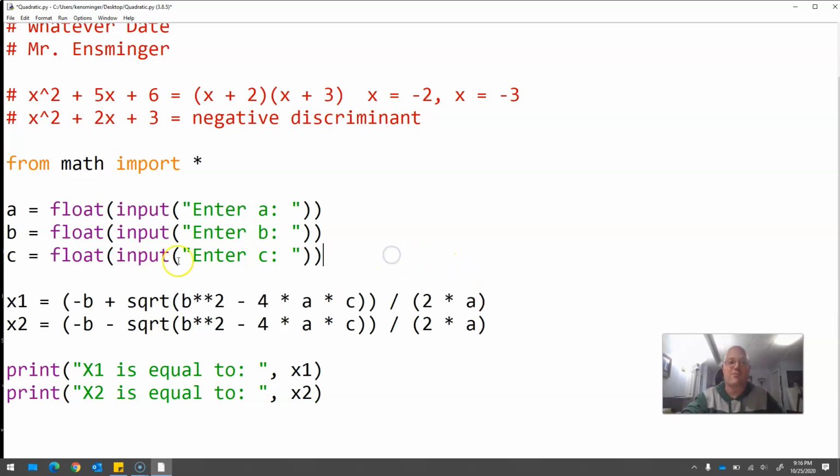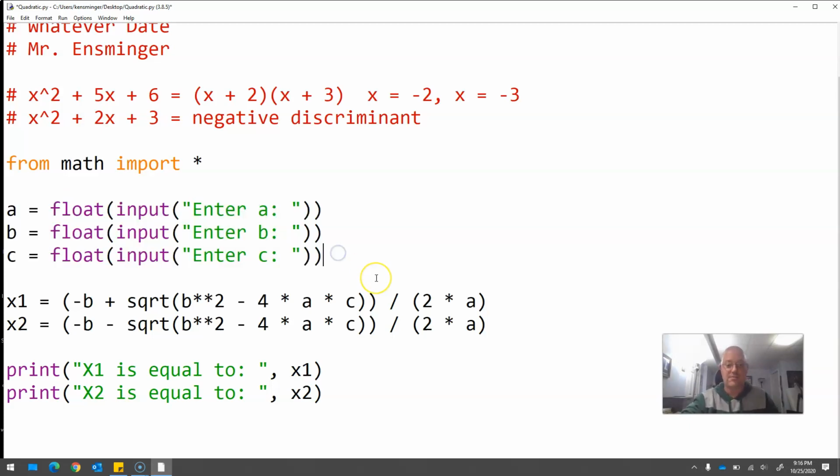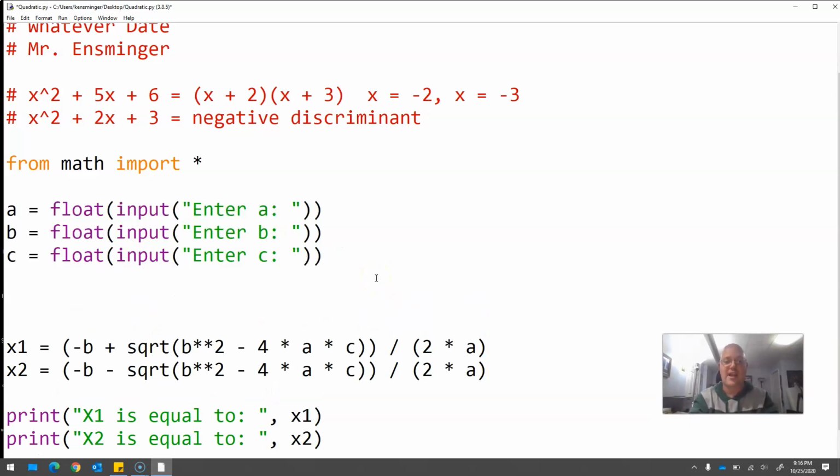So going back through, I have A, B, C. That's not going to change. I still need the input before I do anything else. But now, I'm going to say the D, discriminant, or discrim, whatever you want to type in for your variable. I'll just type discrim just so it's a little bit more complicated than just D. B squared minus 4 times A times C. And so calculate the value.